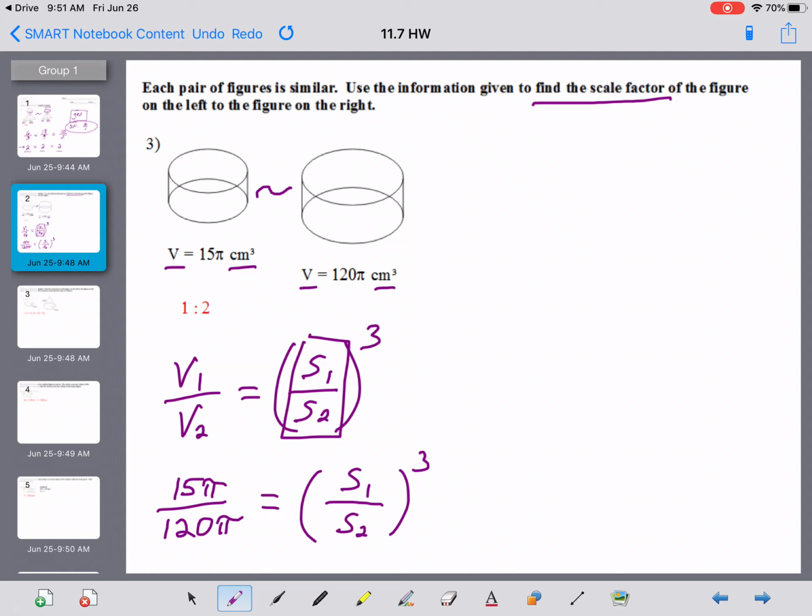Now to do that, we have to do two things. First of all, this ratio right here can be simplified. And we could either do that now or later. I'd rather do it now. First thing I want you to notice is you have identical factors of pi on both the top and the bottom that cancel each other out. And then from there, we are now just left with a 15 over 120.